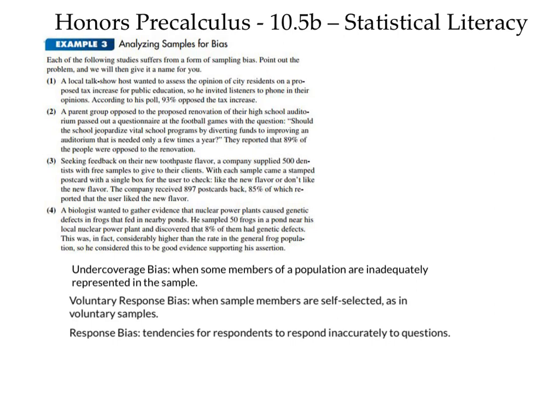These frogs did appear to have a problem, but the fact that they all came from the same pond makes undercoverage bias a strong possibility. There are many other possible explanations other than a nuclear power plant for the high defect rate in the sample. Perhaps there was pollution, chemicals in the water, we don't know.